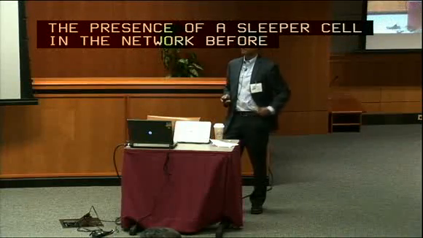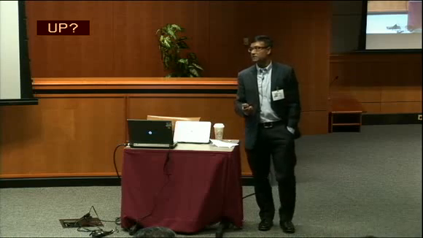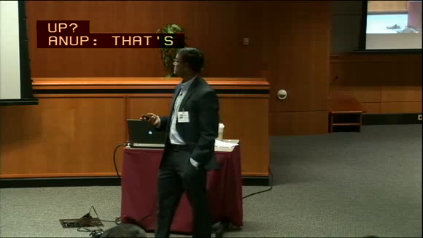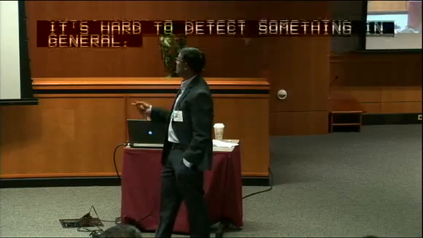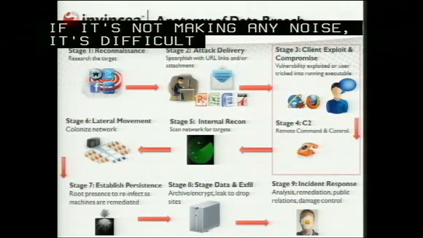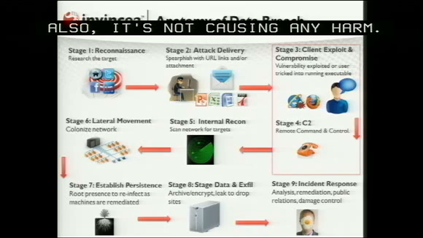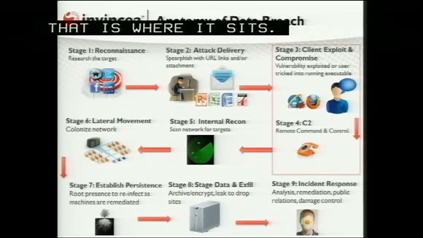It's hard to detect something that's quiescent in general, right? If it's not making any noise, then there's really nothing to observe. Also, candidly, it's not causing any harm either. So, the way we look at it is, see this box that's red? That's where Invincia sits, right? So when an exploit happens, we know it happens because we observed it at that point, and we stop it at that point. Once it gets past that, the internal recon, that's also observable.